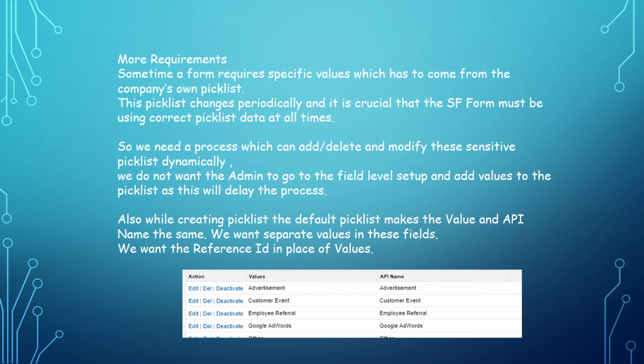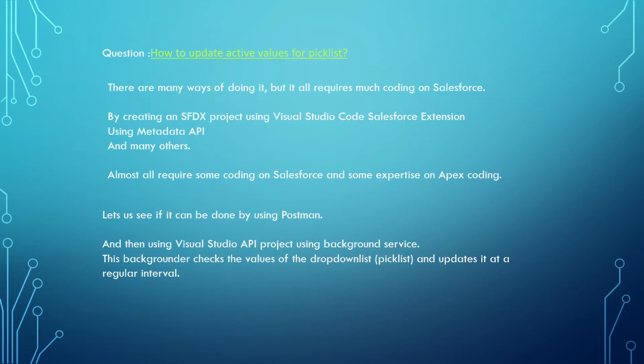Also while creating a picklist the default picklist makes the value and API name the same. We want separate values in these fields. We want the reference ID in place of values. There are many ways of doing it, but it all requires much coding on Salesforce. Examples are creating an SFDX project using Visual Studio Code Salesforce extension, or using Metadata API, and many others. Almost all require some coding on Salesforce and some expertise in Apex coding. The next screen will show you a simpler way of creating and managing the picklist using Postman. You can also use Angular or Visual Studio Web API to update the picklist automatically.